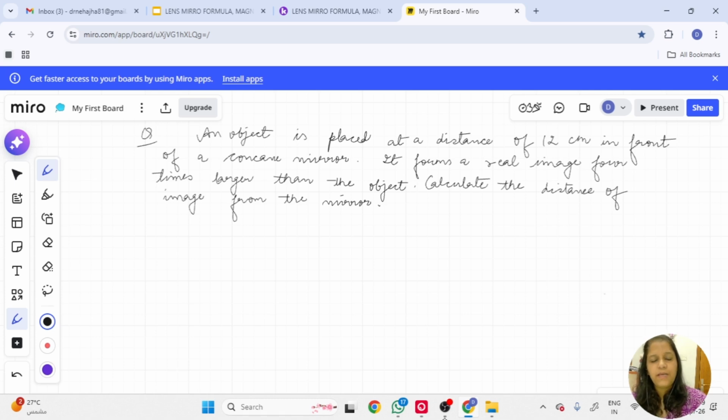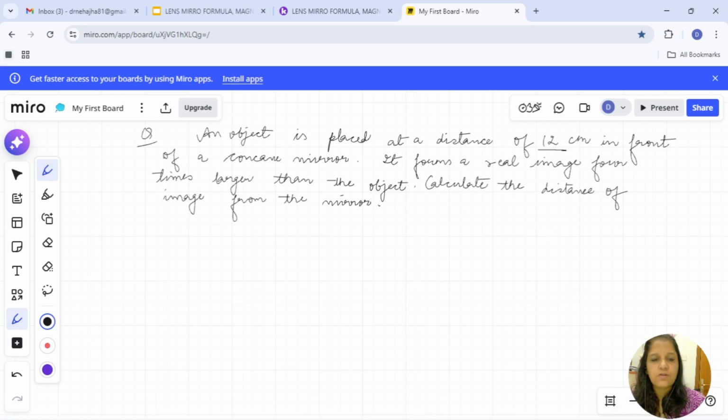Let's do a question based on the magnification of spherical mirrors. An object is placed at a distance of 12 centimeter. So here u will be minus 12. It forms a real image 4 times larger. So magnification given is 4 times, but along with that it is a real image, so magnification will come in negative, minus 4. Calculate the distance of the image from the mirror. You have to find the value of v.